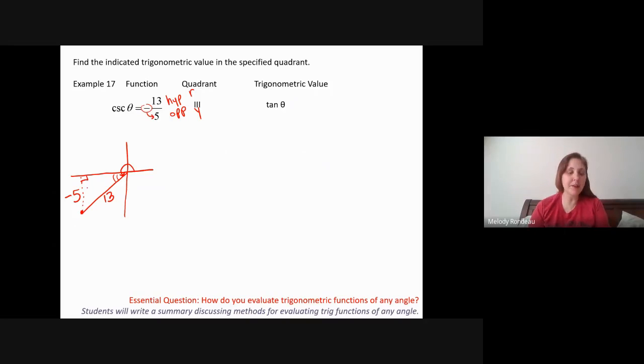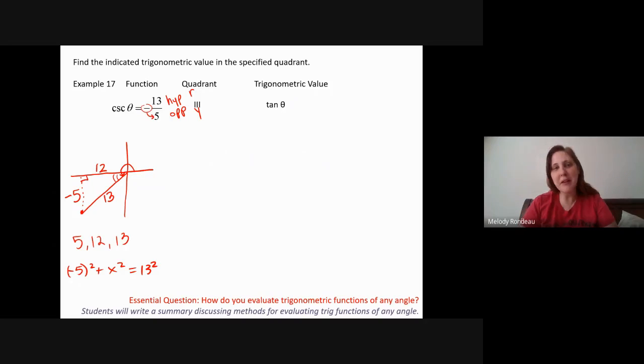Okay, so I have 2 parts of my triangle. You could do Pythagorean theorem to find the missing side, but if you recognize this is a 5, 12, 13 triangle, that would be one of our Pythagorean triples. Or again, Pythagorean theorem, you could do negative 5 squared plus x squared equals 13 squared and solve. Either way, you're going to end up with 12, but there's something wrong with my 12. Help me out. Type it in the chat. What does my 12 need?